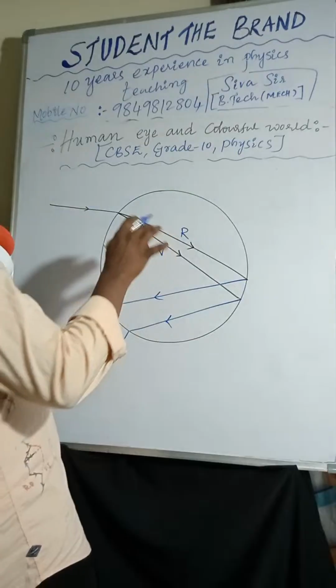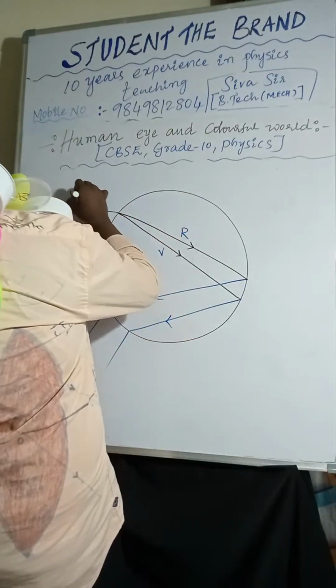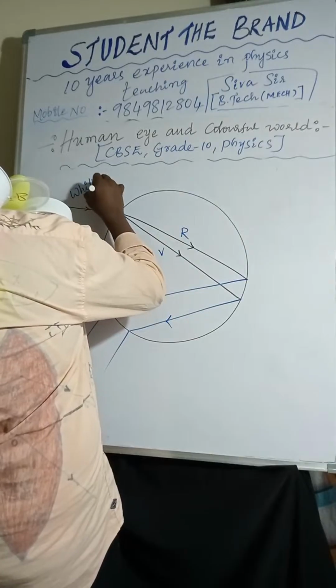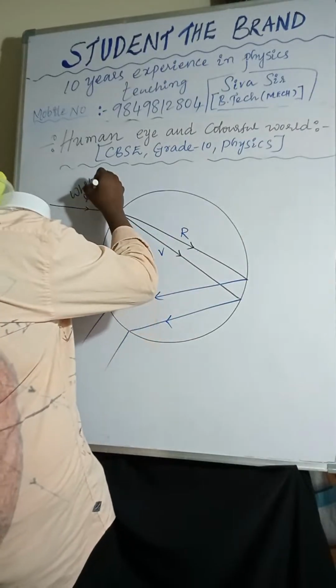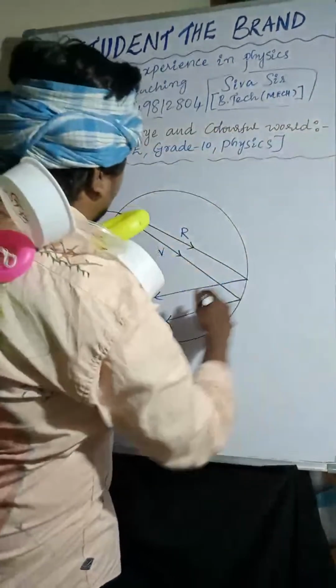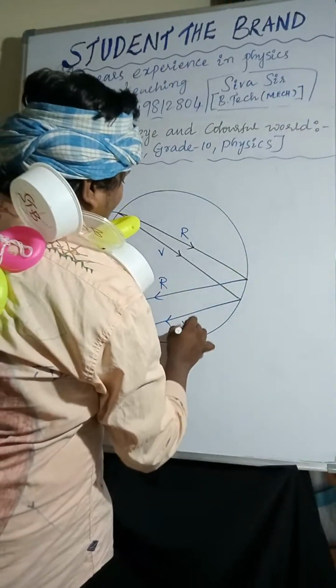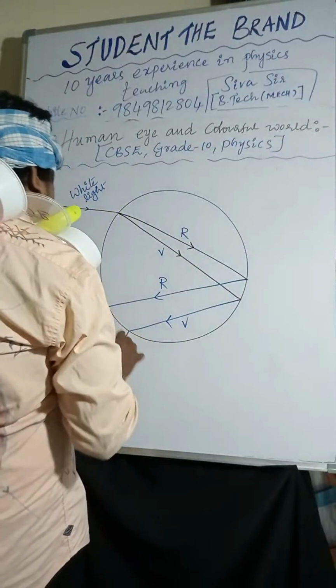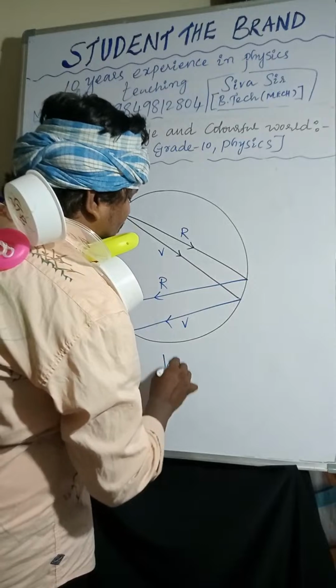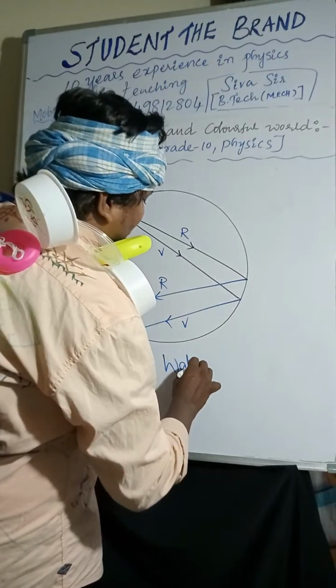So here you can see this rainbow formation. I'm taking this white light. This is the rainbow formation by water droplet, with red light and violet at the ends.